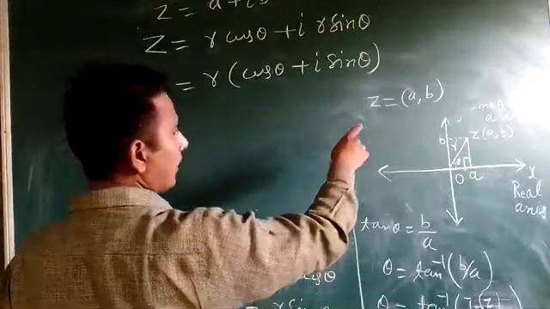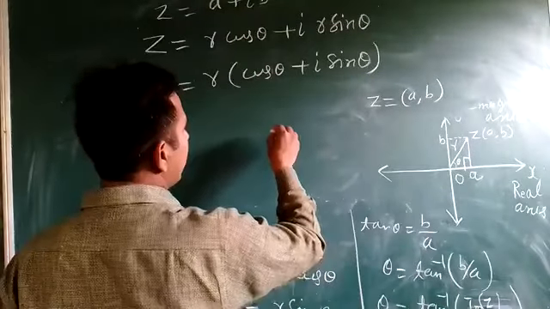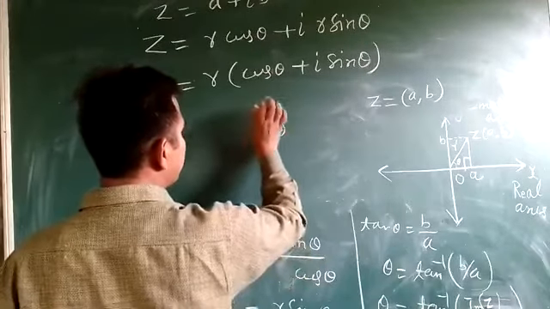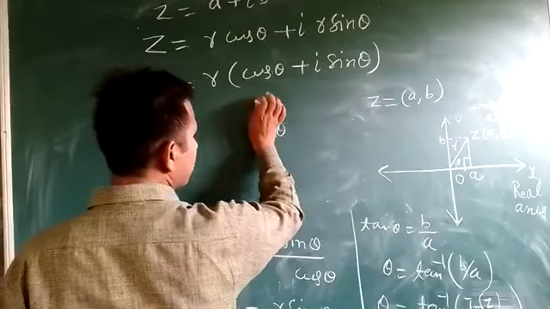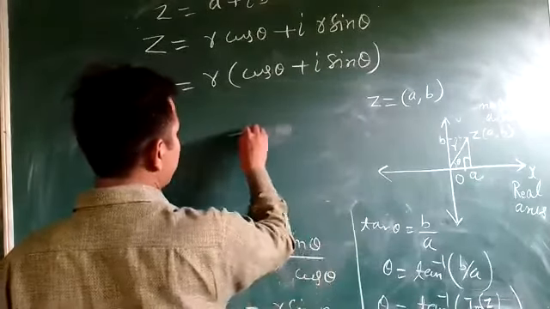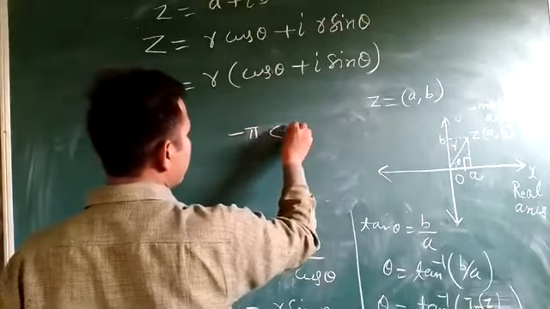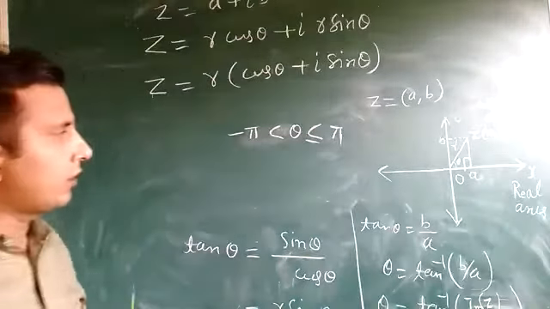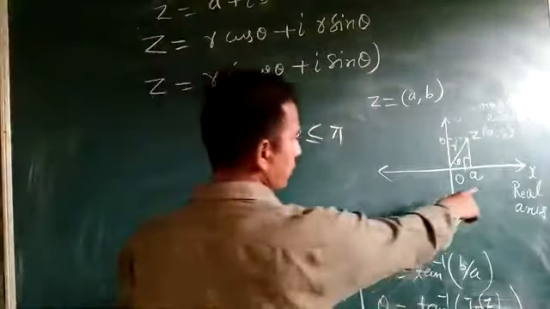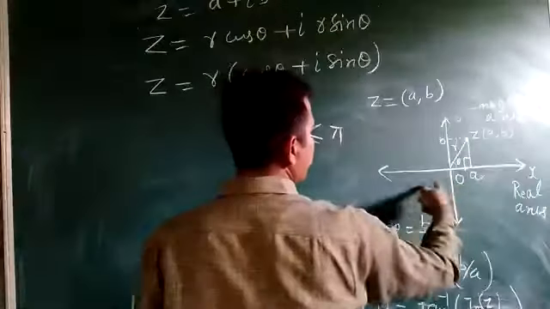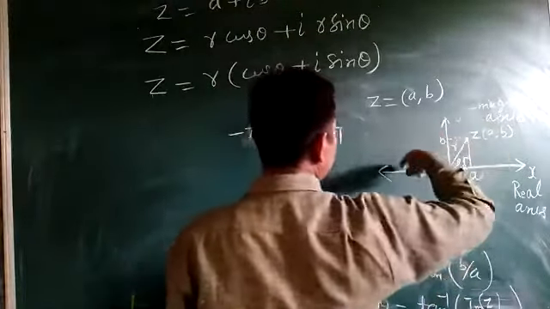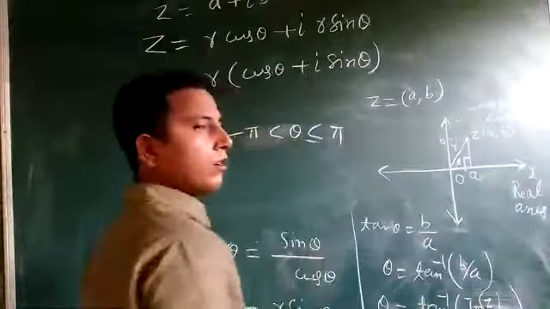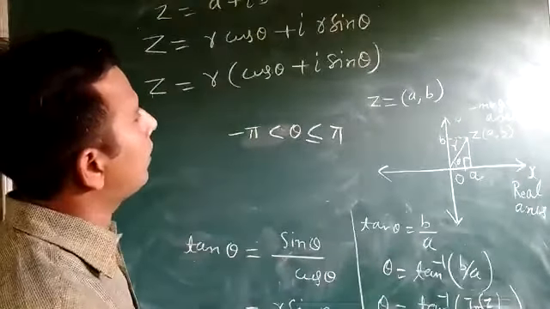Okay. And theta lies in the interval minus pi to pi, depending on the quadrant. If theta is in the fourth quadrant, then we go in the clockwise direction; for the first and second quadrants, we go anti-clockwise, from here to here pi. Okay? So this is the polar form for a complex number.